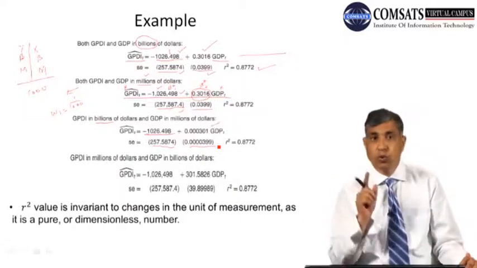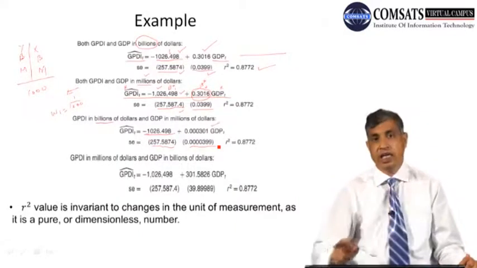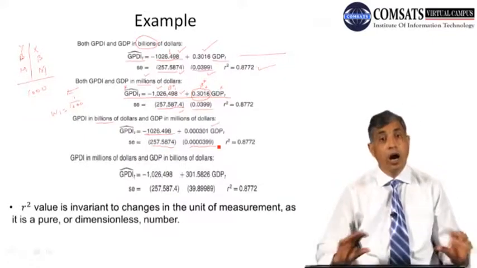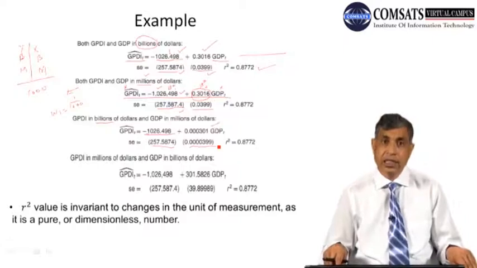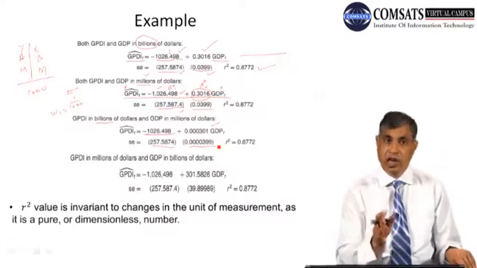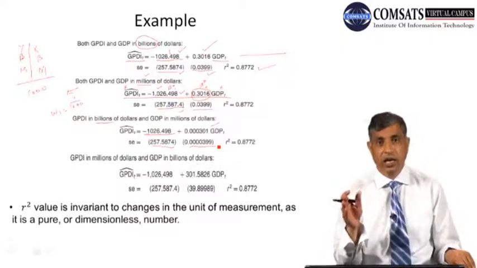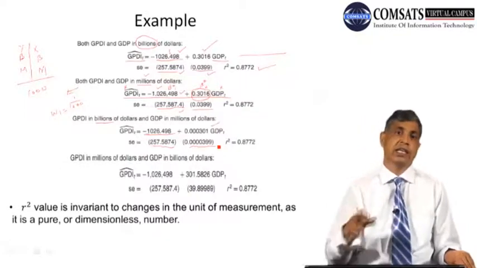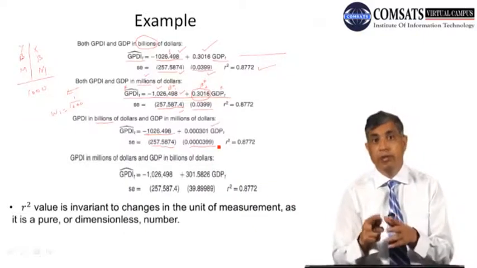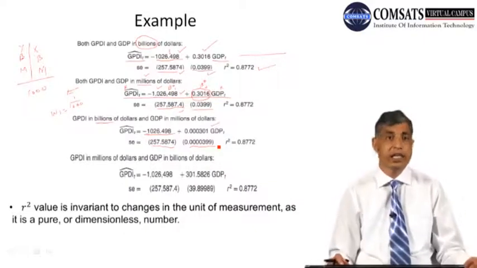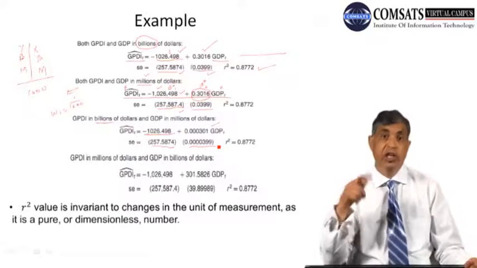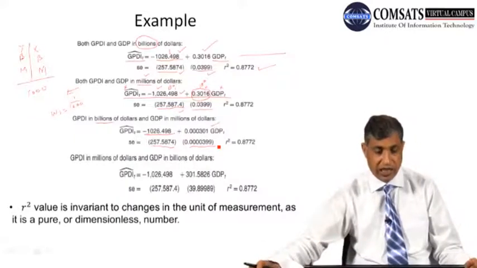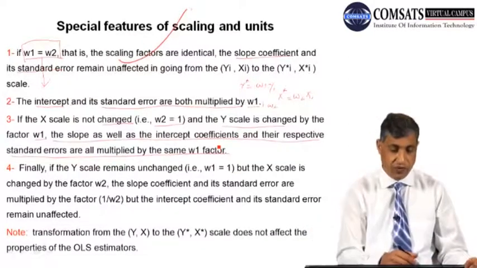So it means if you only multiply the dependent variable, that is your w1, and you keep your independent variable x, everything is changed. What is changed? The intercept value, its standard error, the slope coefficient and its standard error, all will be multiplied by your w1, that is your multiplication constant. Now I am going towards the last claim. That was the fourth one.